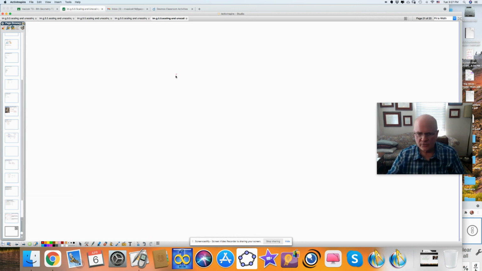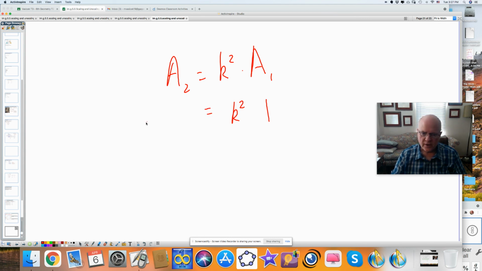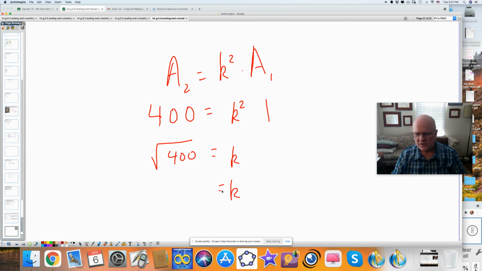I'm just going to show you: area 2 is equal to k squared times area 1. The area 1 is 1 square foot, times k squared, is equal to the area of the real one, 400 square feet. When we take the square root of both sides, we get k is equal to the square root of 400, which is 20. So the scale factor is 20. 20 in the length and 20 in the width, which will give me 400 from a unit of 1.